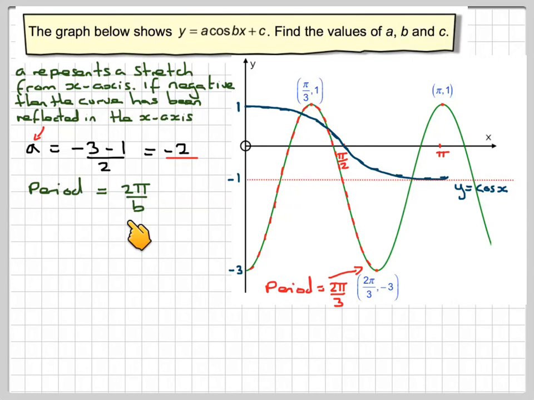Therefore, if the period of these sort of graphs is 2 pi over b, then 2 pi over b has to be equal to 2 pi over 3. And therefore, very easily we can deduce that b has to be equal to 3.